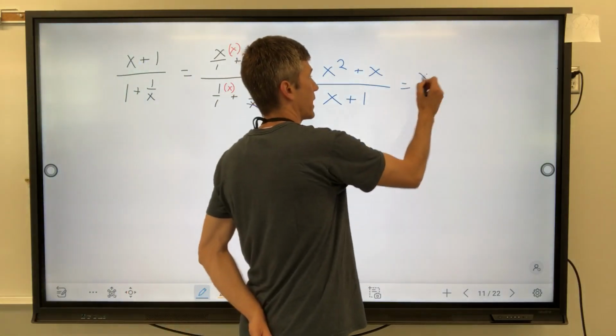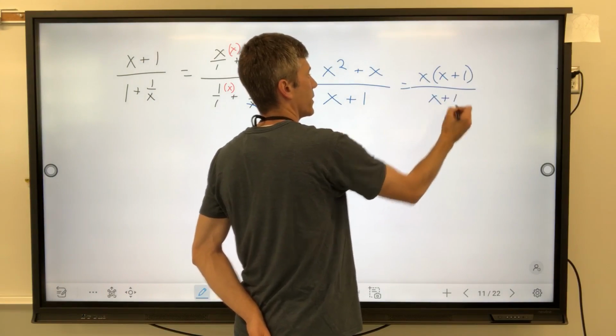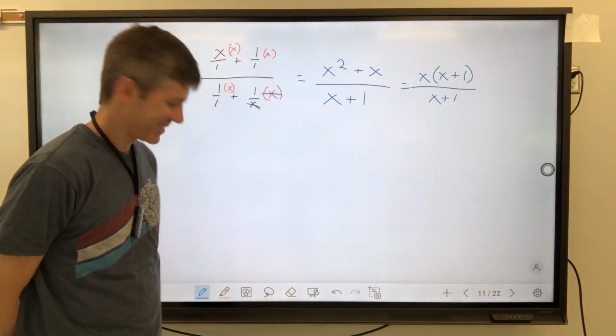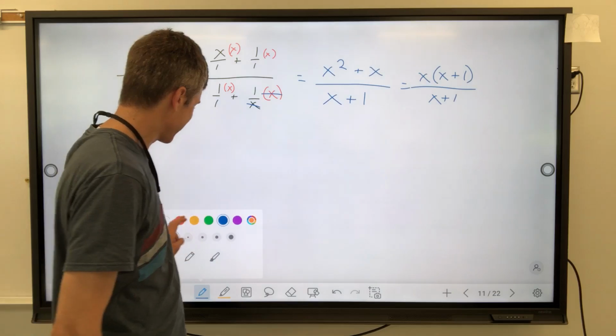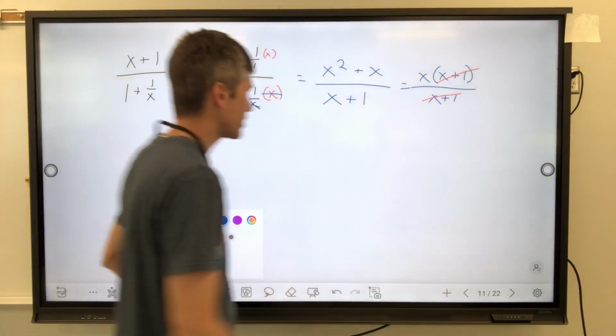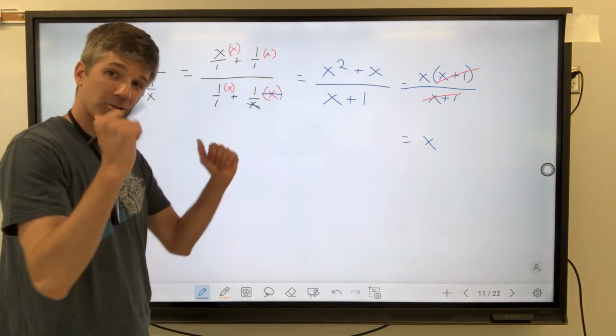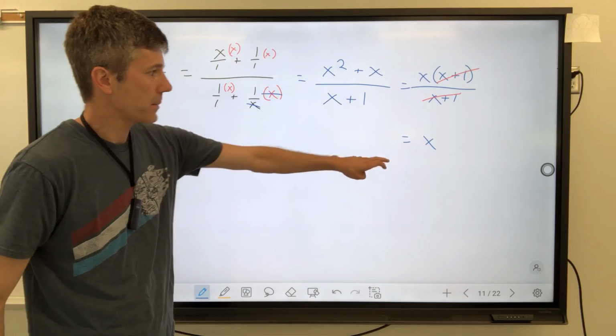We're going to factor an x out of the numerator, leaves us with x plus 1. And there's that. You see it too, don't you? I know. It's great. It's wonderful. Cancel. That's going to leave us with x right there. Okay, that other problem that was looming behind me, let's deal with him.